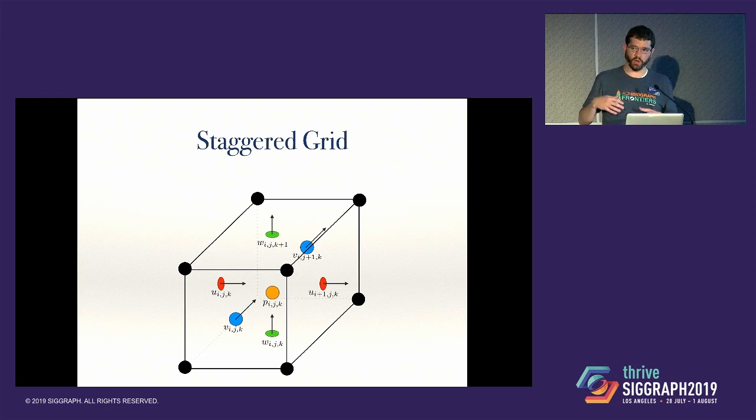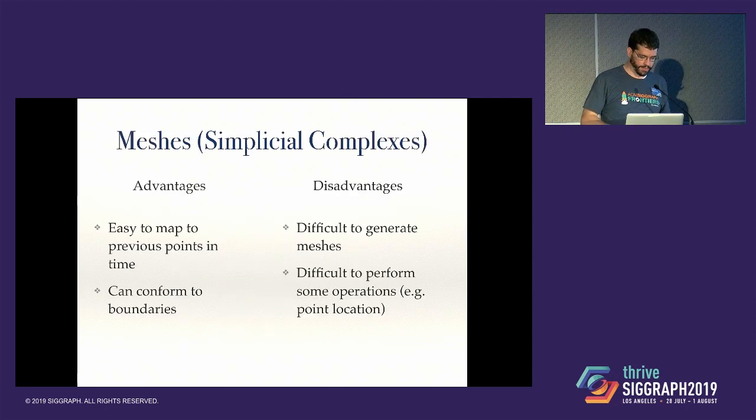This is in contrast to a co-located grid where we would store everything in one single place. The staggered grid tends to offer us second-order accuracy and much better simulations for negligible extra cost. There is some extra cost that's incurred, but we get much better accuracy for negligible extra cost. It's almost always worth it.